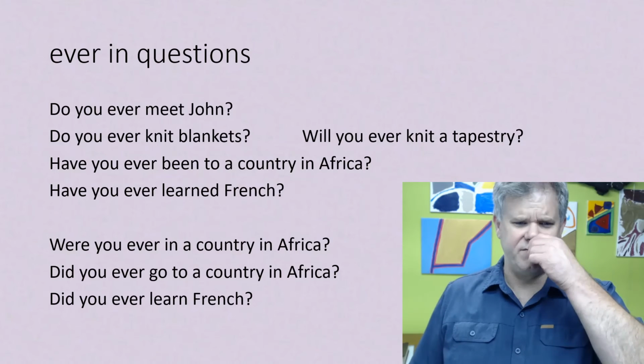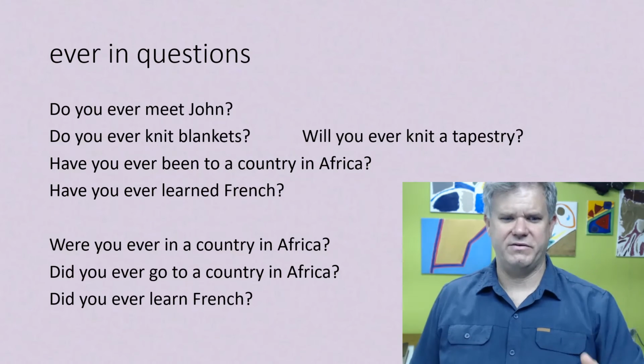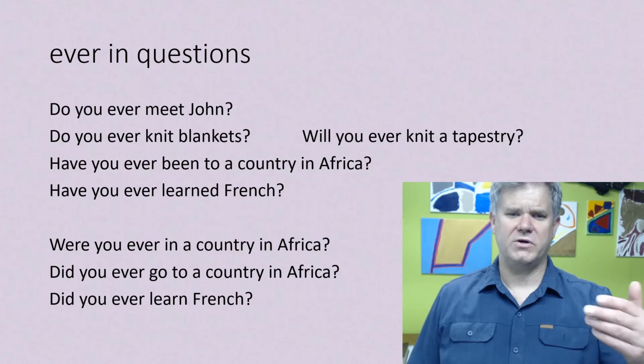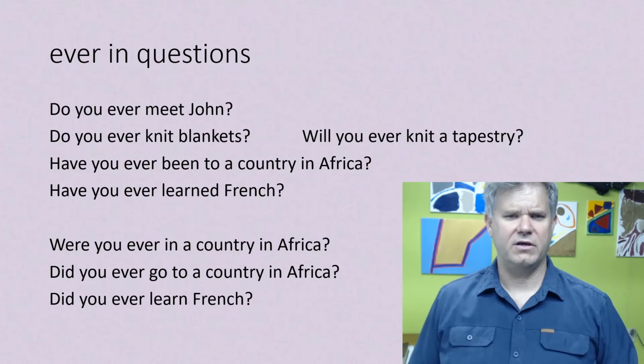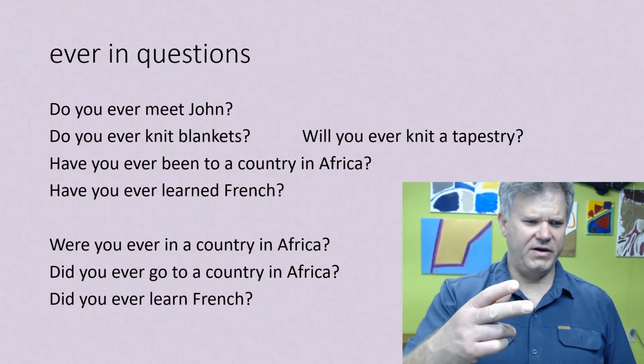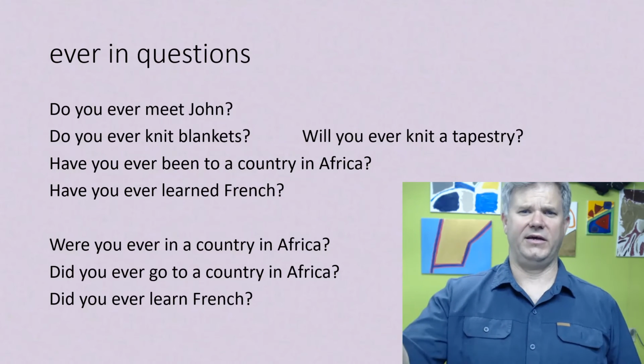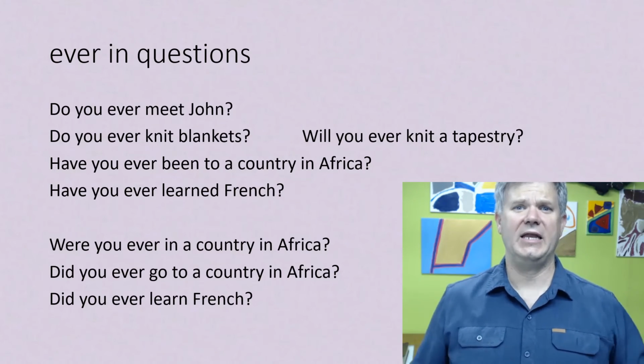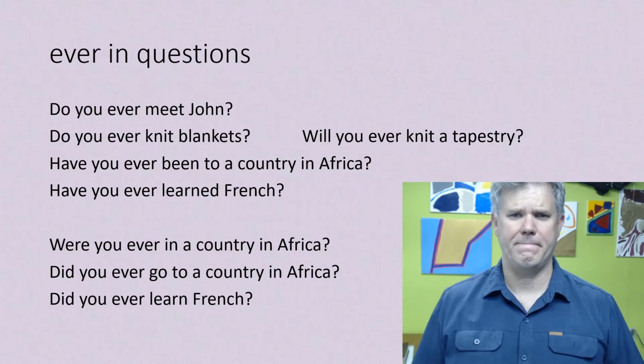Present perfect. Have you ever been to a country in Africa? Have you ever learned French? Past. Were you ever? Did you ever? So we could use do you ever? Will you ever? Have you ever? Did you ever? Ay, ay, ay. Ever is used in many tenses.